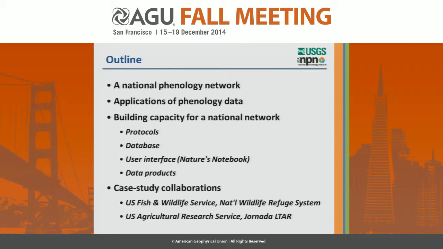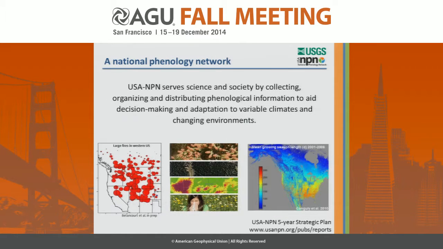And then I'd like to give a couple of case study collaborations. I'm saying we're building a network by providing capacity, and I'll give two case studies. One where we're working with Fish and Wildlife Service in the National Wildlife Refuge System, and remember we are USGS funded, and so we have to be very careful to provide resources and capacity back to our natural resource manager organizations, and then also the LTAR, working closely with the site out at the Jornada with the ARS. So 2 quick examples there.